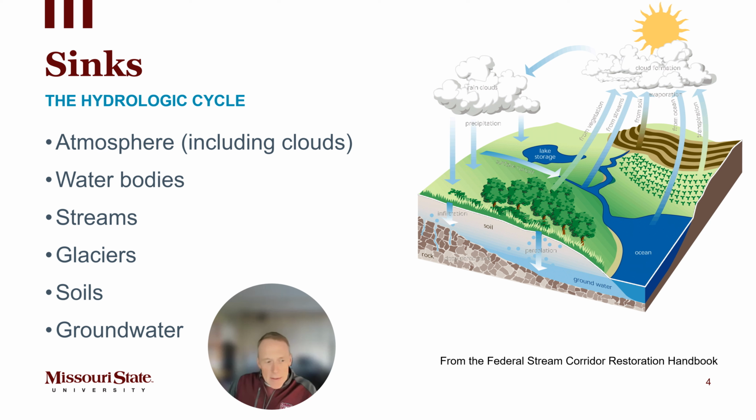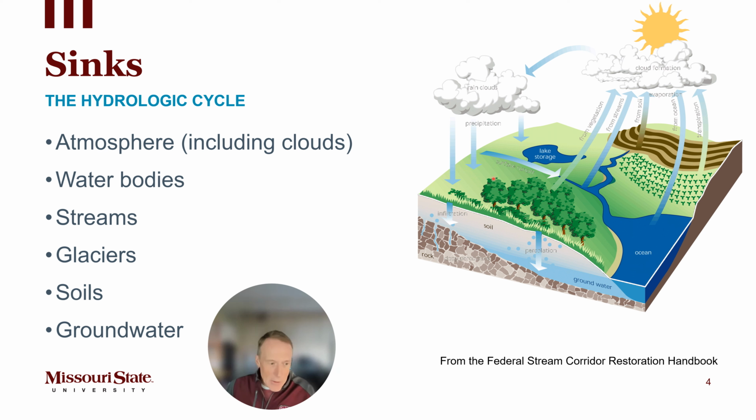So some sinks. We already alluded to some of these, like atmosphere, water bodies like the ocean or lakes, streams. So stream flow, the flowing water in a stream, I suppose, is a transfer process, but the stream itself, the river itself as a system, could be thought of as a sink. So there's a little gray area here sometimes. Glaciers, we don't have a glacier in the figure here, but a glacier is a place where water is being stored.